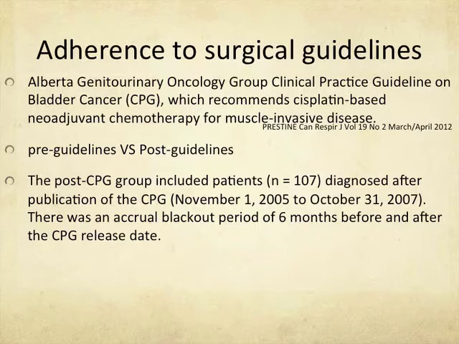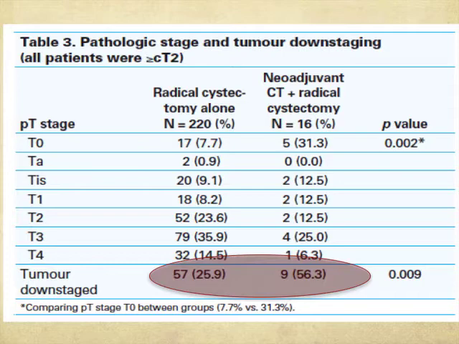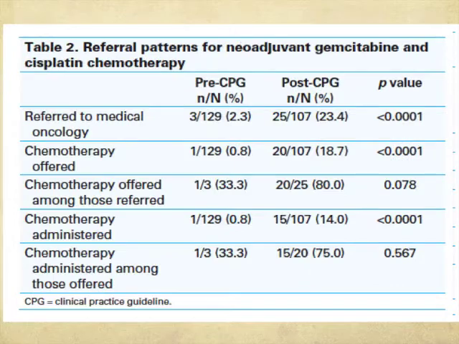neoadjuvant chemotherapy in muscle-invasive bladder cancer, and they looked at how we did before the guidelines and how we did after the guidelines. And as you can see here, there's definitely an improved downstaging of tumors with the use of neoadjuvant chemotherapy. So you think the guidelines would create quite a good uptake, near 100%. And there was some improvement in our referral to medical oncology, but it was still quite low.